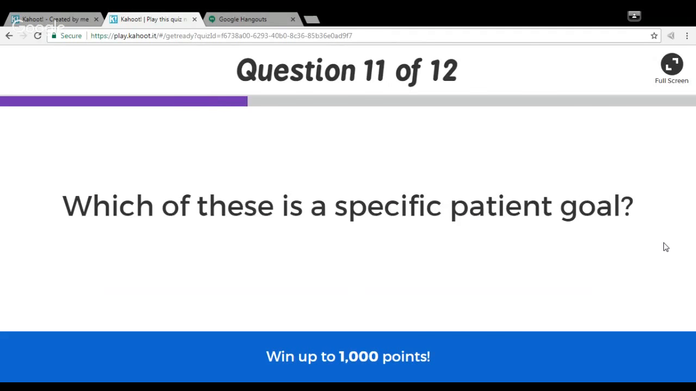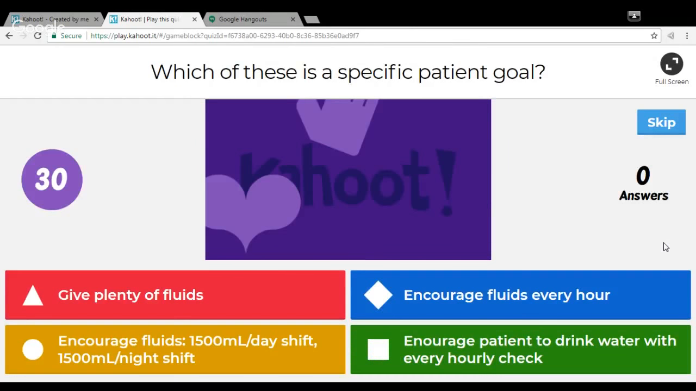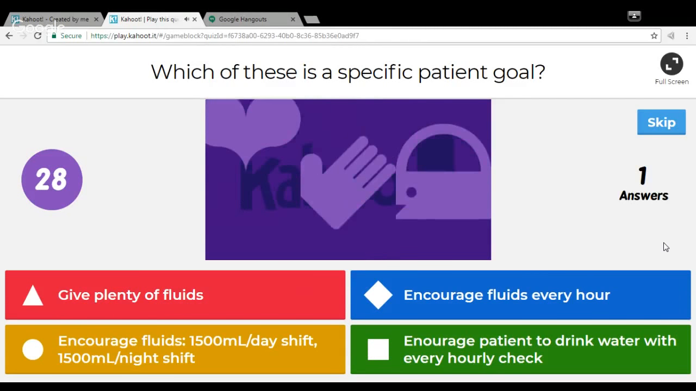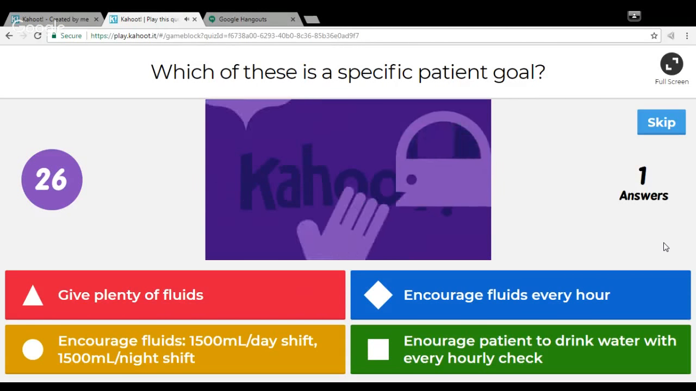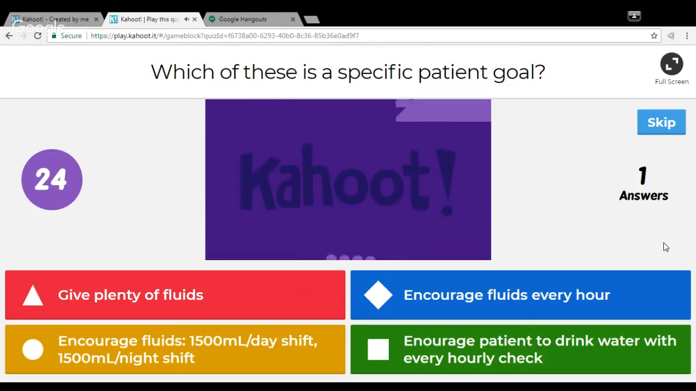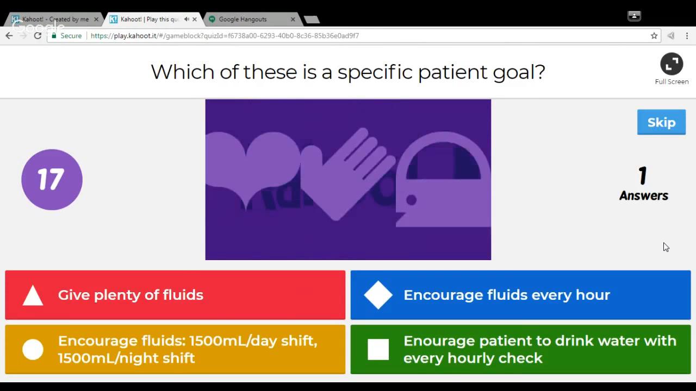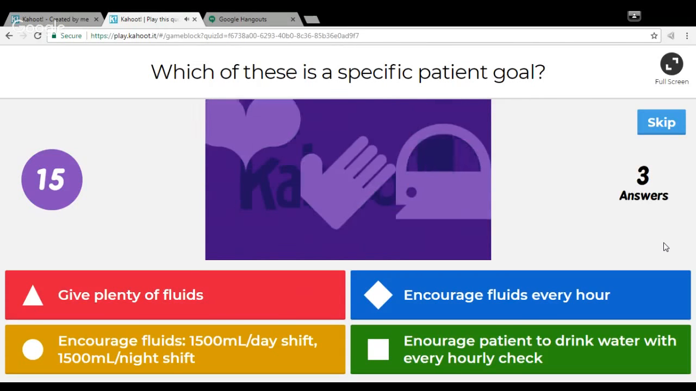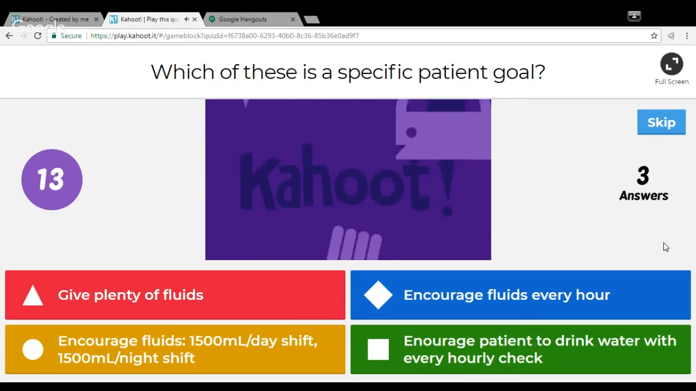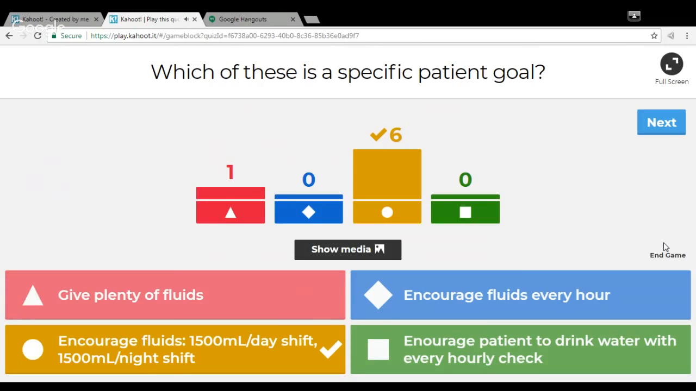Question 11 of 12. Which of these is a specific patient goal? Give plenty of fluids. Encourage fluids 1,500 milliliters day shift, 1,500 milliliters night shift. Encourage fluids every hour. Or encourage the patient to drink water with every hourly check. Who's going to get this one right? Looks like you only have one more question to pull yourself up and win this game. So who's going to answer this one? We got 6 people getting this one right. Nicely done. 1 person getting this one wrong.